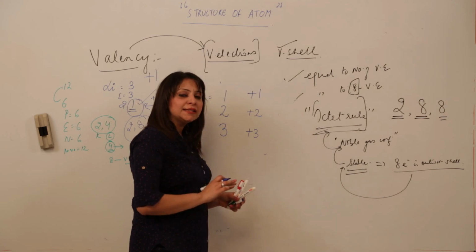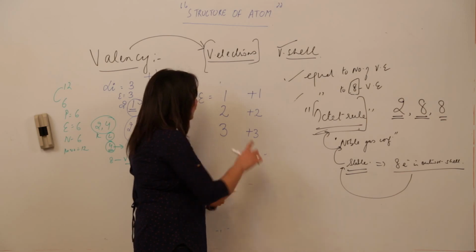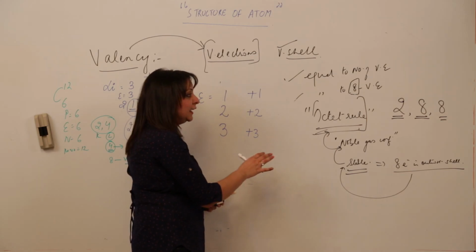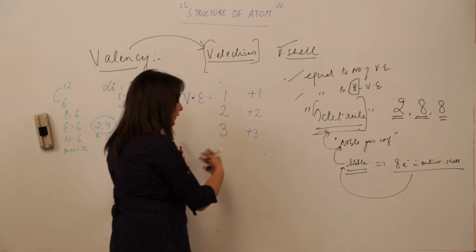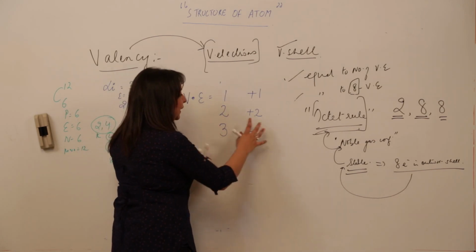So just look at the valence electron. If the valence electron is 1, just write +1. If 2, +2; if 3, +3. The logic we already covered in the complete explanation of the topic. So just by looking at the valence electron, this is the hit and trial method.